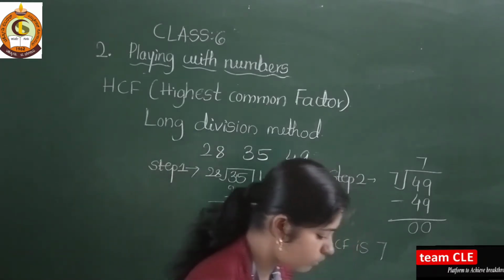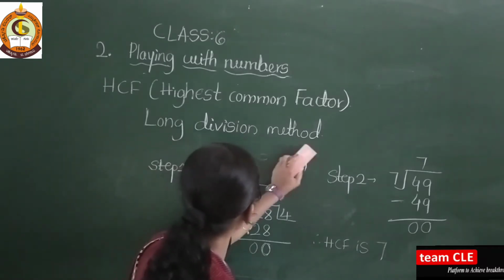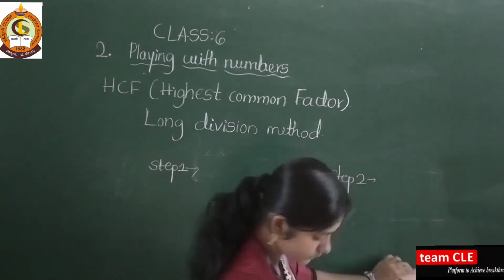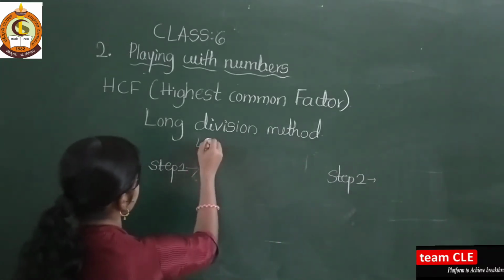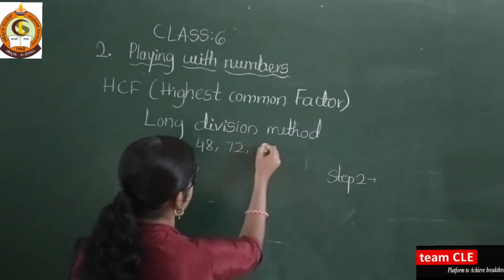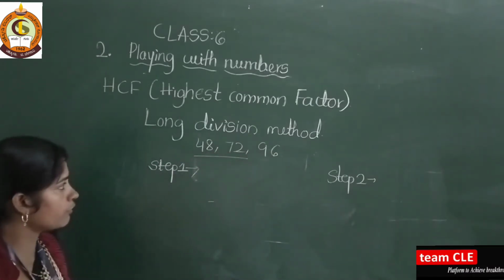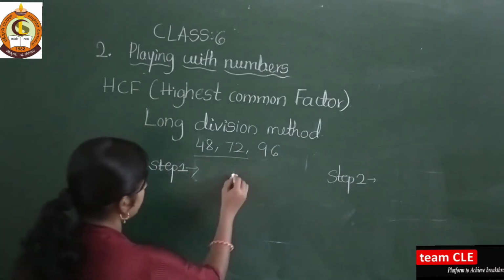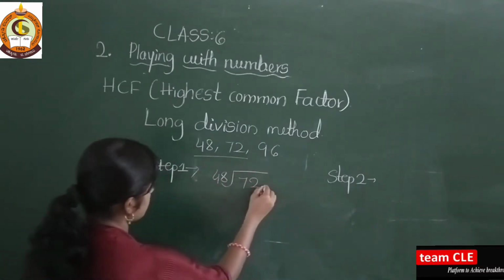Next, take one more example from your exercise. The numbers are 48, 72 and 96. Let us first find the HCF of 48 and 72. See here, you write 48 as the divisor and 72 as the dividend.